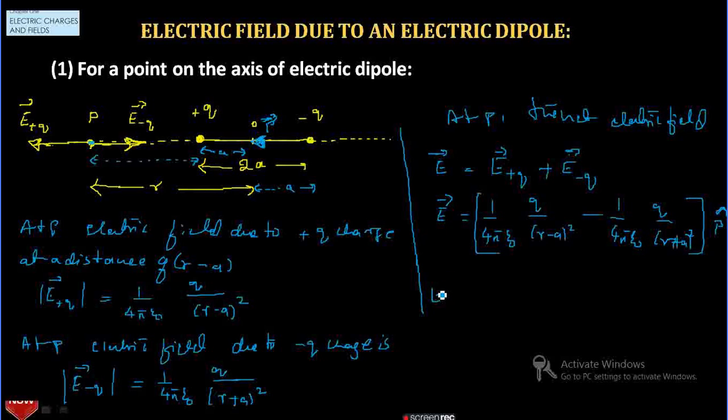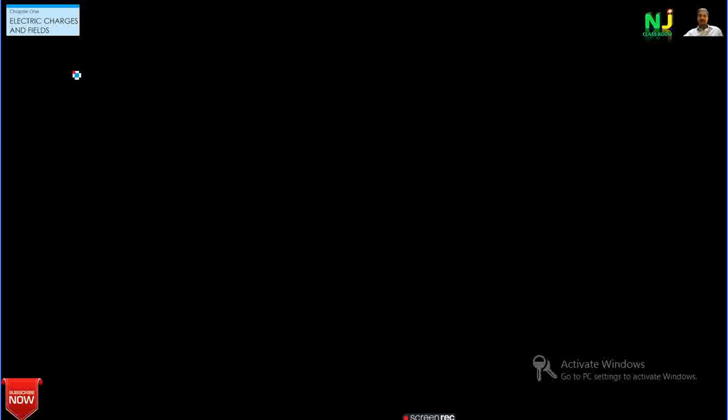So therefore E vector is equal to, what is the common thing? Q by 4 pi epsilon naught is the common thing. So what remains inside the bracket? 1 by R minus A whole square minus 1 by R plus A whole square left inside the bracket, into P cap. So now we go for the simplification further. So therefore E is equal to Q divided by 4 pi epsilon naught. Take the LCM.